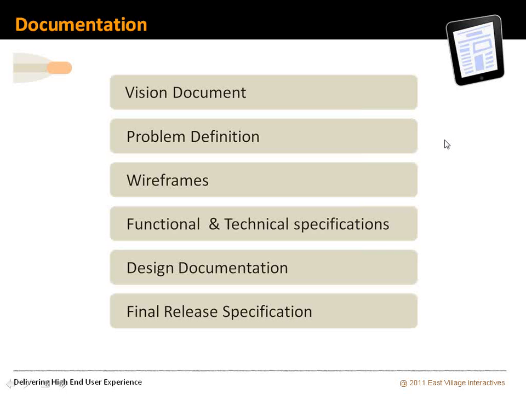This is a proposed list of documentation that should be taken care of. A vision document in any case should come, either it's a new product or a new release. Vision document is done basically to define what is the long-term vision or the short-term vision of the product. It sets the objective for this phase of development.